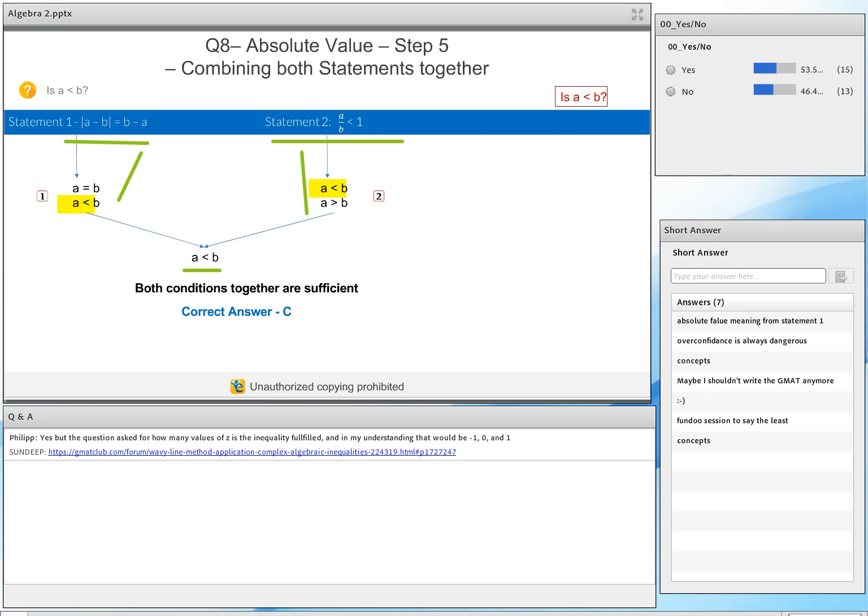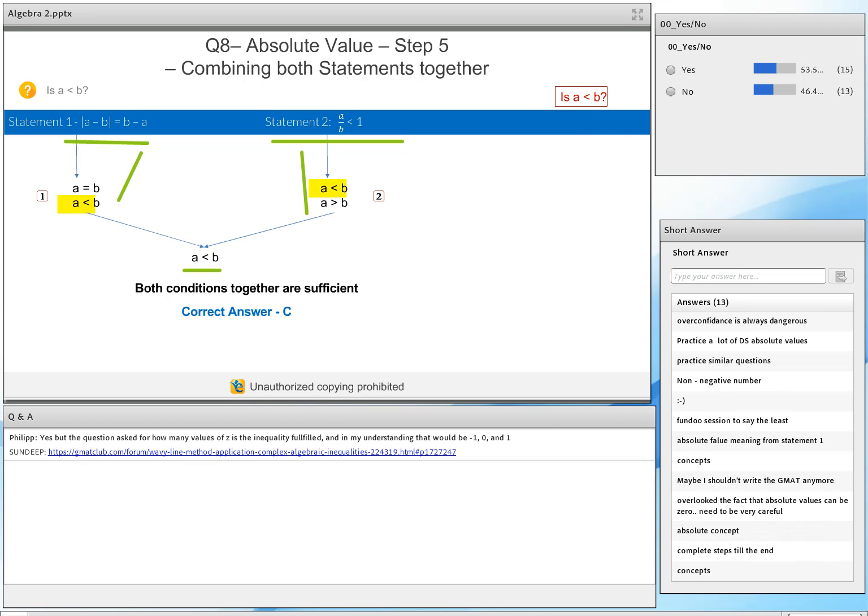Okay, so this question is really based on your 200% clarity of what you mean by absolute value. That is what this question exemplifies.